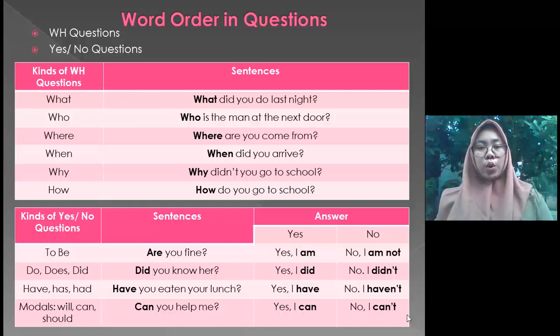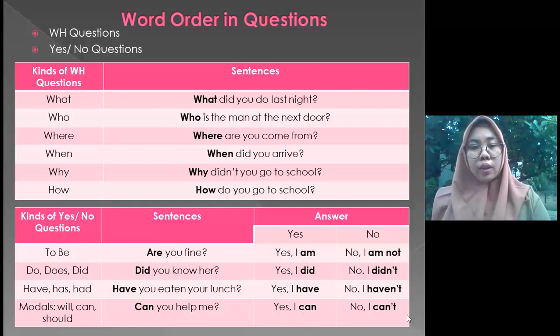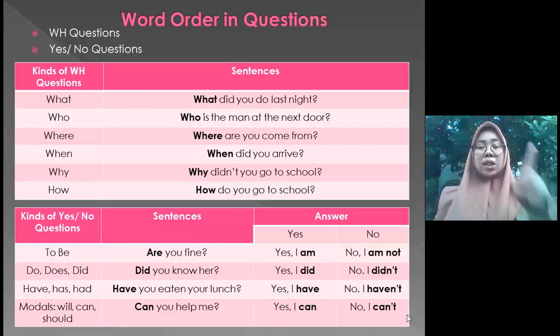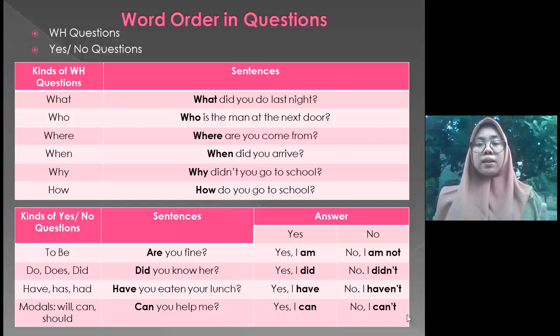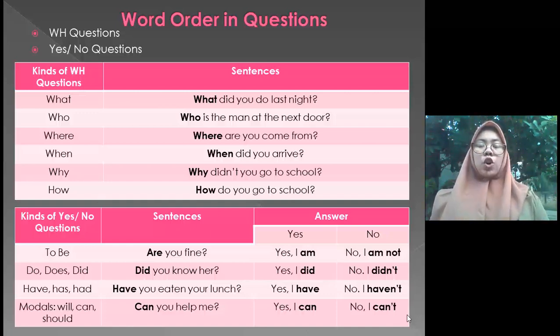Same like the word who. Who is the man at the next door? Where are you come from? When did you arrive? Why didn't you go to school? How do you go to school? Okay, what you must remember is the first is WH question. After that, you must make your sentence with to be or auxiliary or maybe modals, and after that subject, and then object or complement.